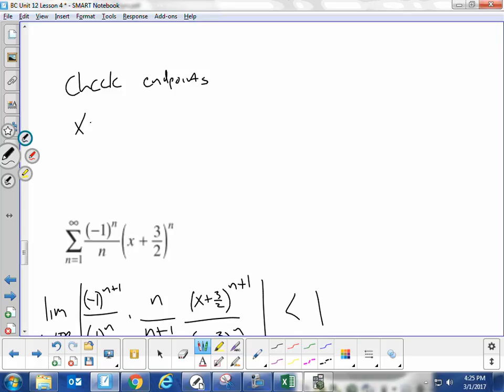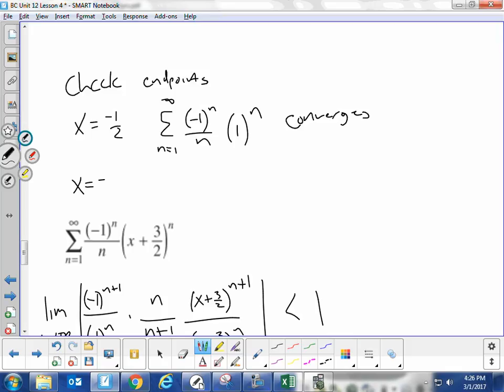So we'll start with x equals -1/2. If I plugged in -1/2, what would I get? Sum, n starts at 1, goes to infinity of -1 to the n over n. -1/2 would make this 1 to the n. So I'd end up with -1 to the n over n. This converges because it's an alternating series, the alternating harmonic series.